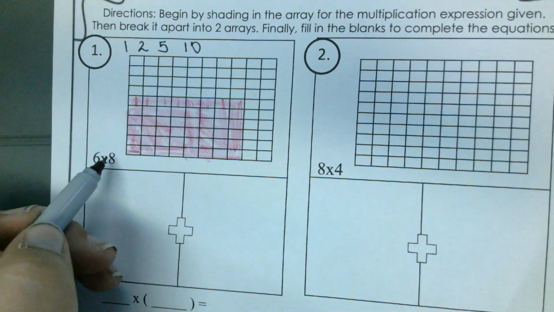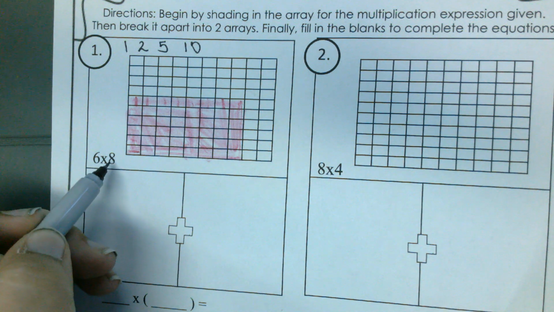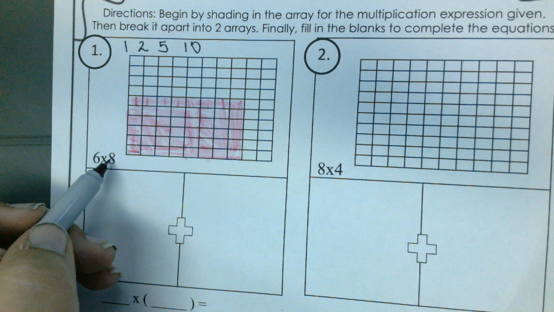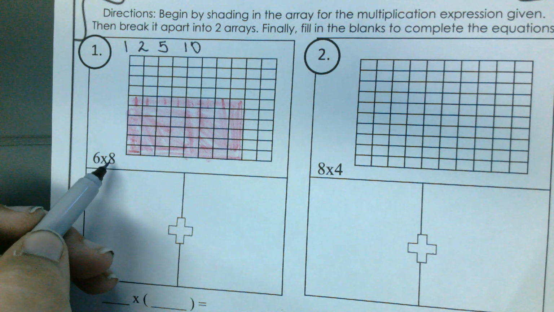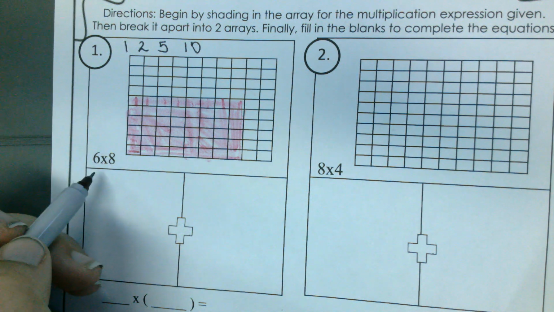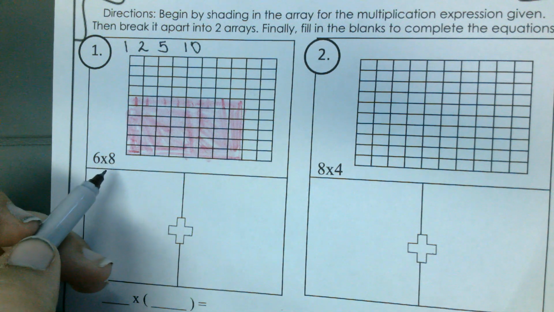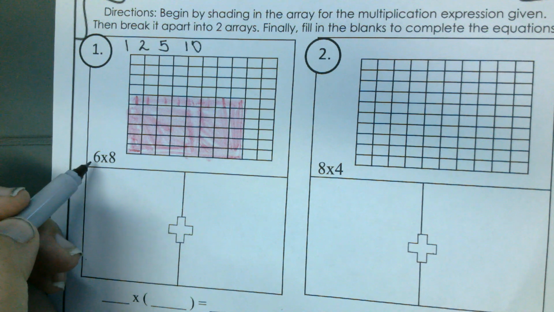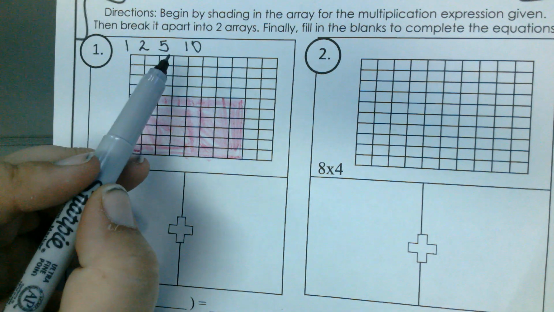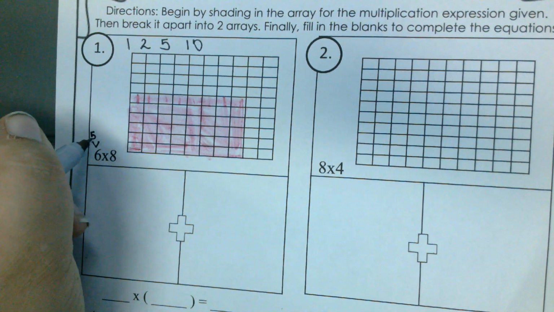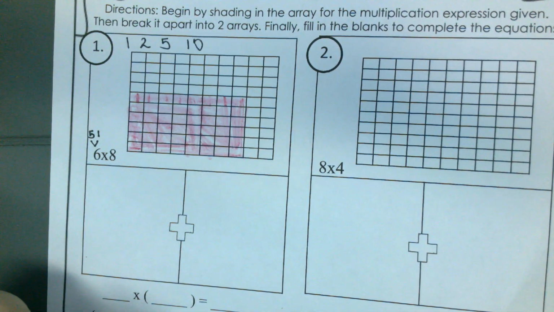So looking at these, 8 can break into 1 and 7, 2 and 6, and 5 and 3, as well as 4 and 4. However, most of those leave me with very few friendly numbers to work with. So in this case, the 6 is the best one to break apart, because 6 can break into 5 plus 1. So that's what we're going to do, because both of those are friendly numbers.